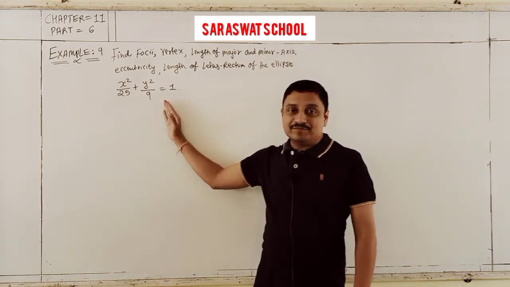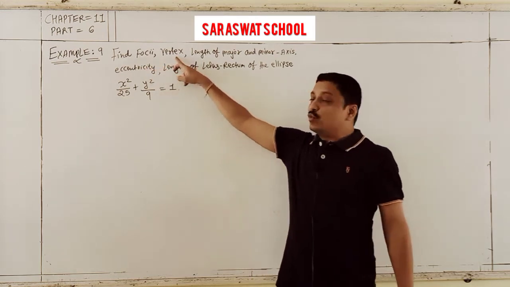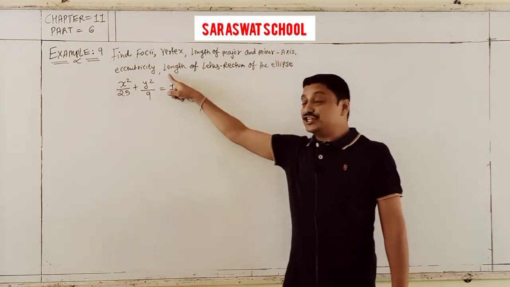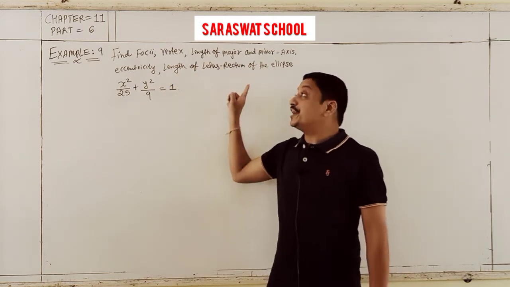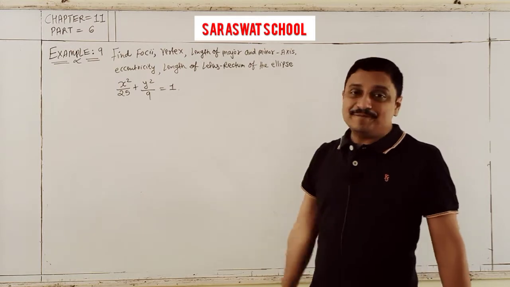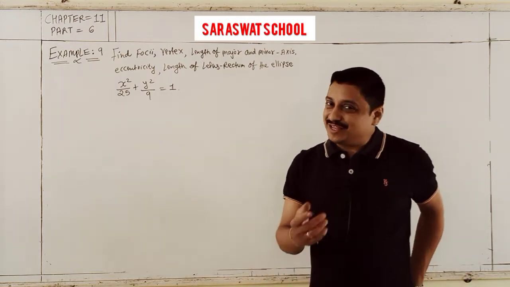Example number 9. Find the foci, it means both foci, S and S dash, the vertices, the length of major and minor axis, the eccentricity and the length of latus rectum of the given ellipse x square by 25 plus y square by 9 is equal to 1. It's very easy students.